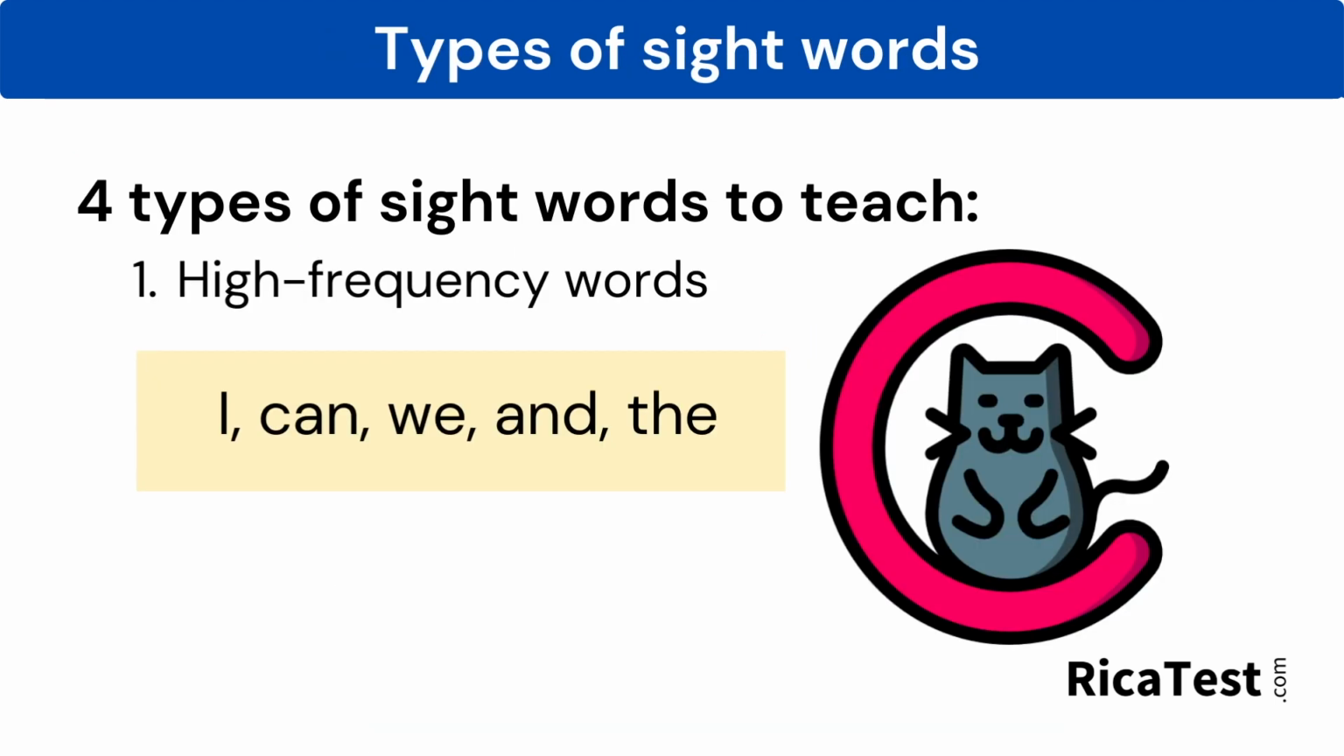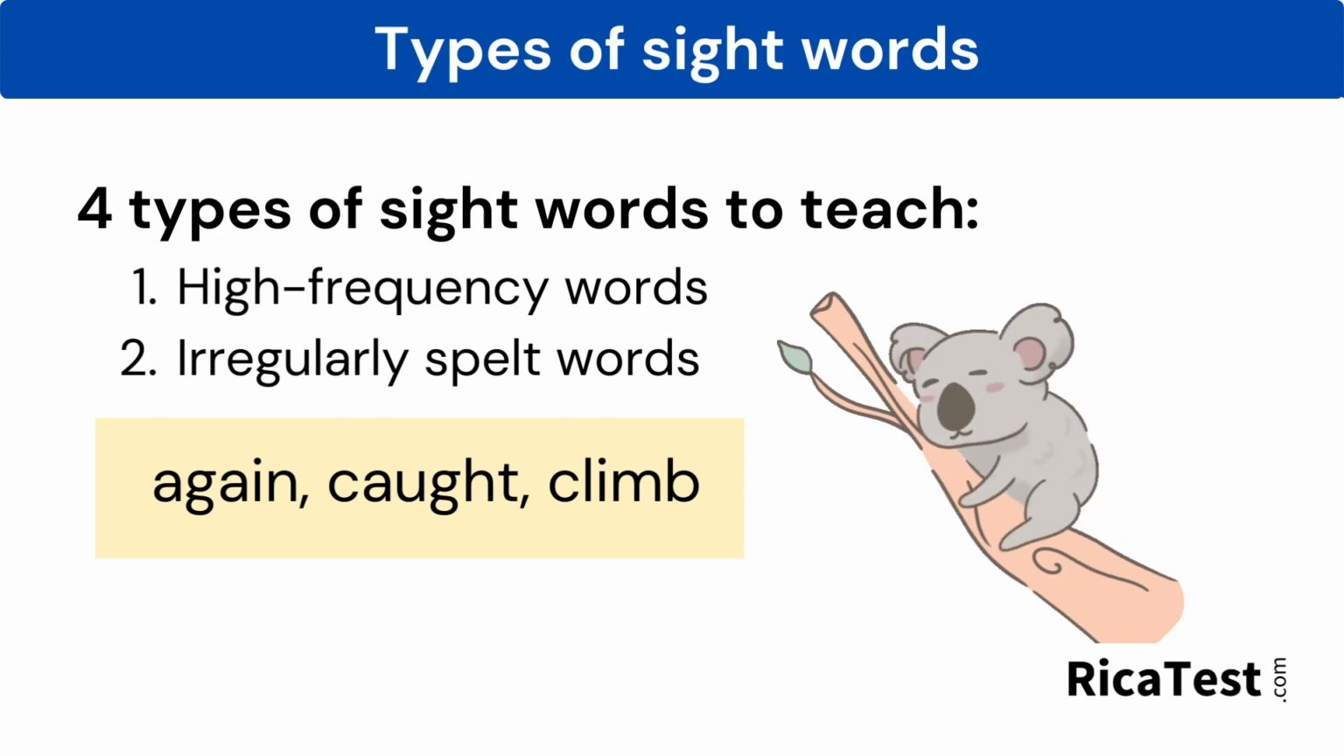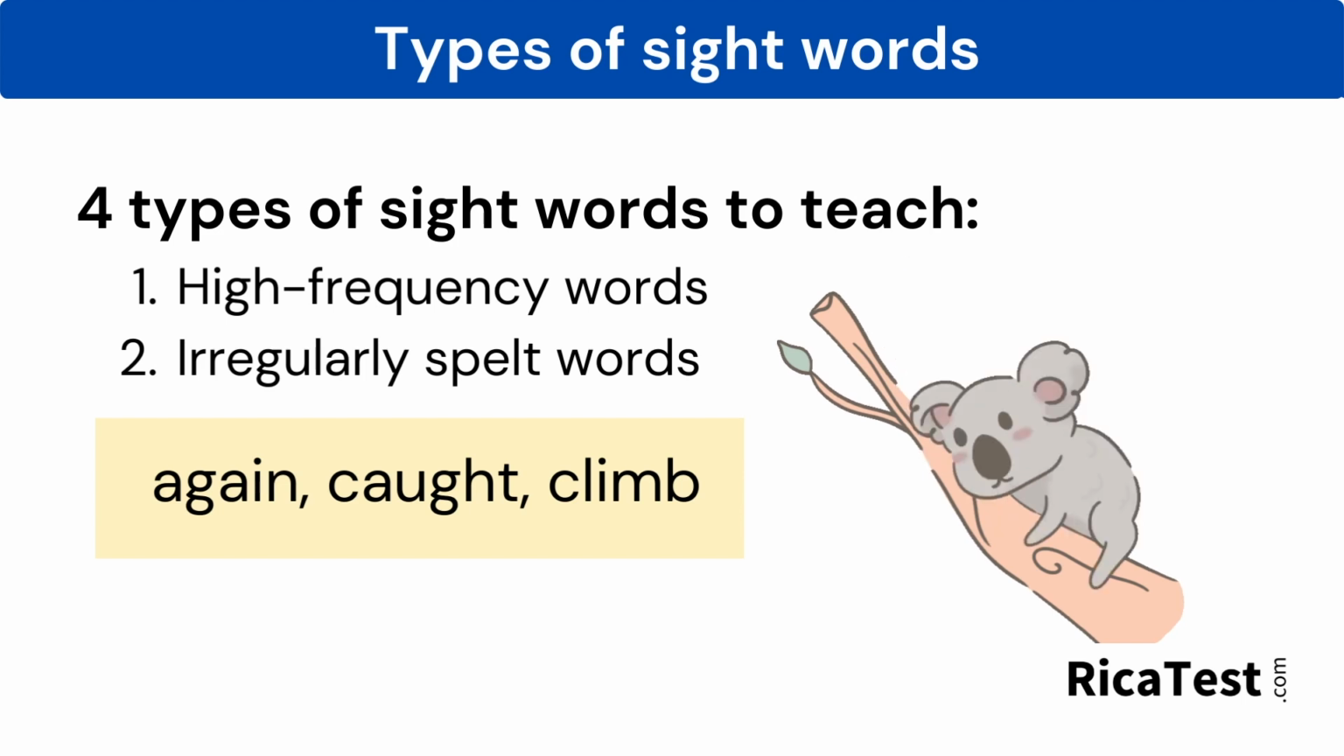There are 4 types of sight words that we need to teach our students. The first are high-frequency words, and these words appear frequently in the texts that students read and include words like I, can, we, and, the, and so forth. The second type of sight words are words that have irregular spellings, such as again, caught, and climb.